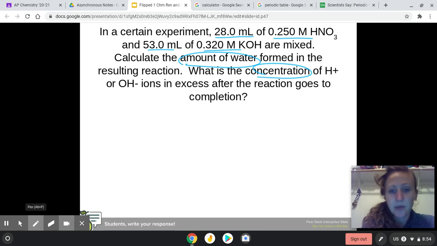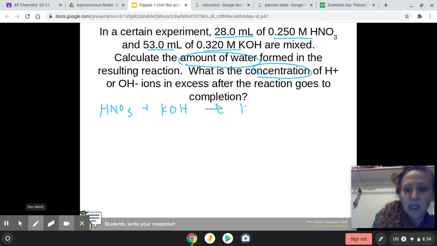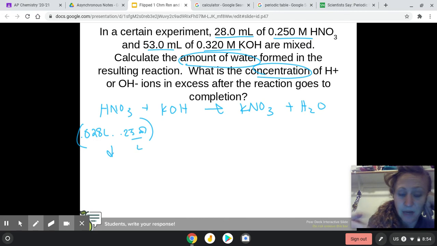Oh, they're giving us a limiting reactant reaction here. So HNO3 plus KOH is going to give me KNO3 plus H2O. And I have 0.028 liters of HNO3. I have 0.25 moles per liter of HNO3. And so I can actually do that automatically and get myself to moles of both of these and just deal with this whole problem in moles. I'm probably going to do that.